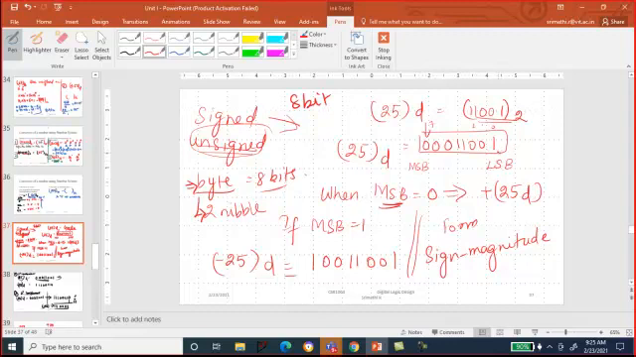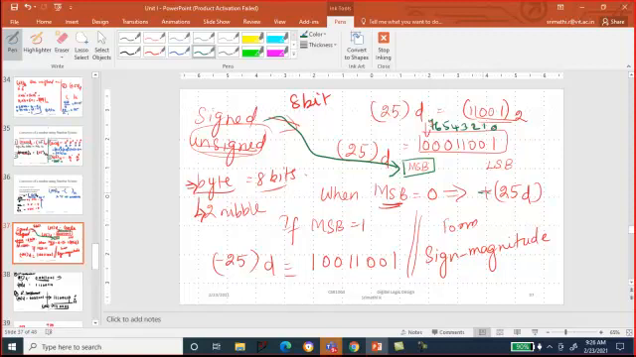And the positions of the digits are numbered 0, 1, 2, 3, 4, 5, 6 and 7. This is how I will be numbering a digit. This is your LSB and this will be your MSB. So for a signed number, the most significant bit will be used for representing the sign.